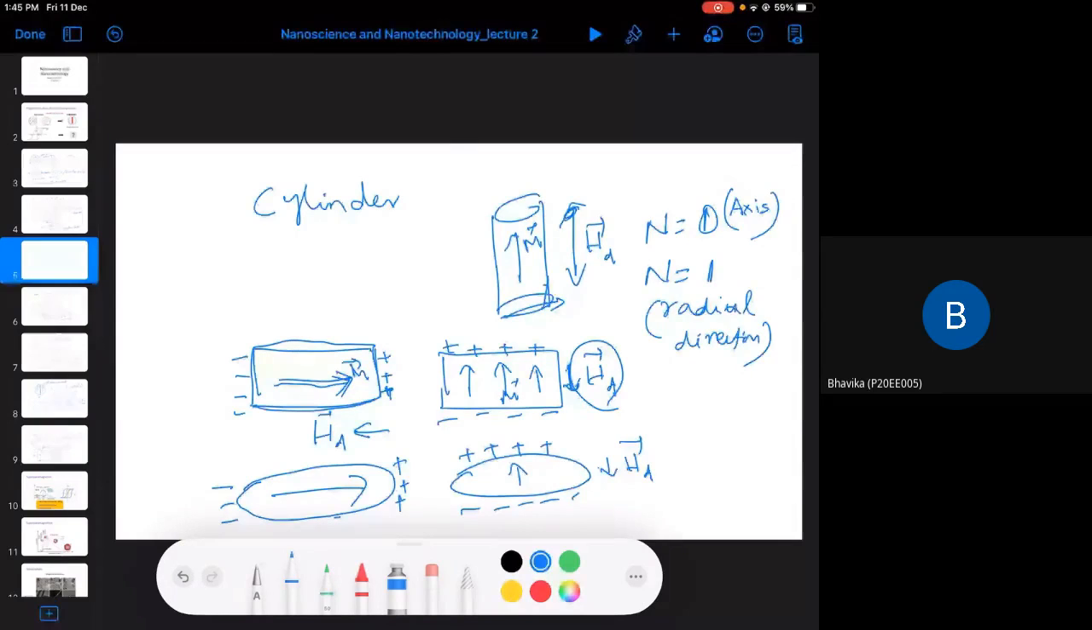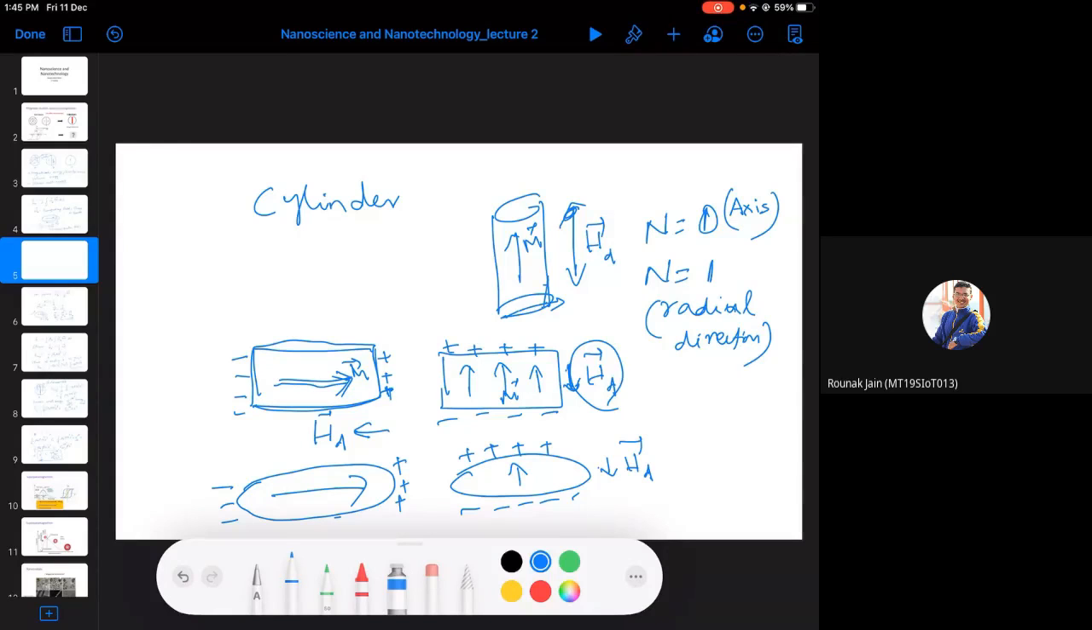So this value of N can be different for different geometries. If you want to minimize the effect of the demagnetizing field, you take a sphere, because a sphere is like an isotropic structure, so N will be minimum in that case.